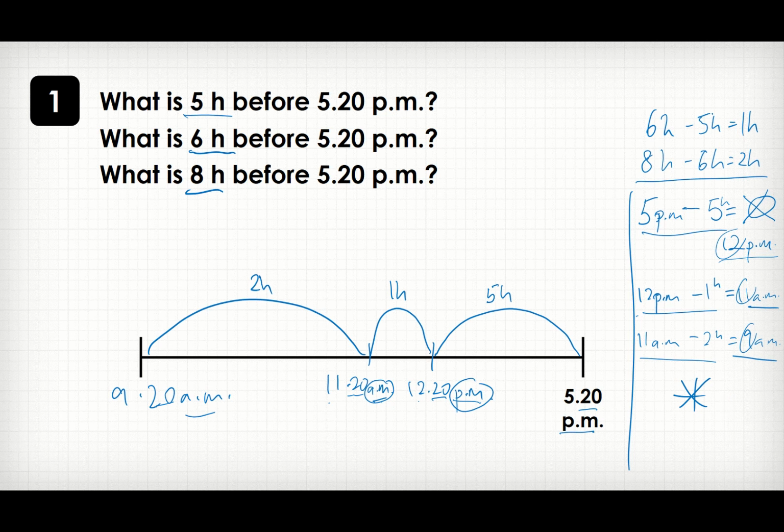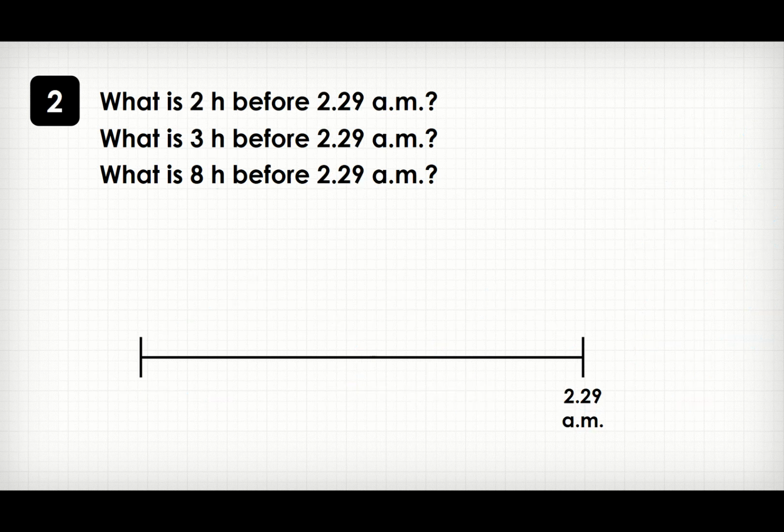We never say 5 p.m. minus 5 hours. That doesn't make sense because we're using a time to minus a duration. But in our minds, a proper way of saying this is actually 5 hours before 5 p.m. We can write this. That is okay. Or 1 hour before 12 p.m. is 11 a.m. That we can write. Let's see another example.